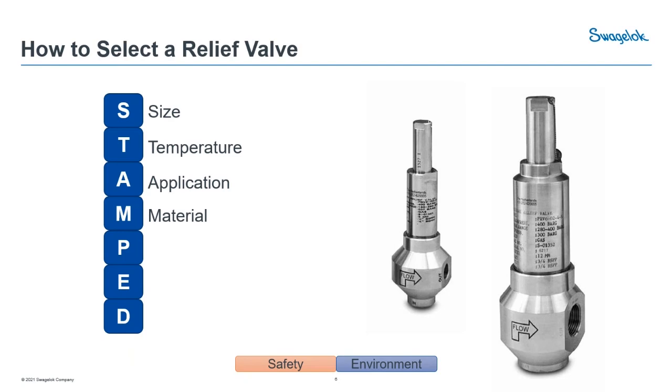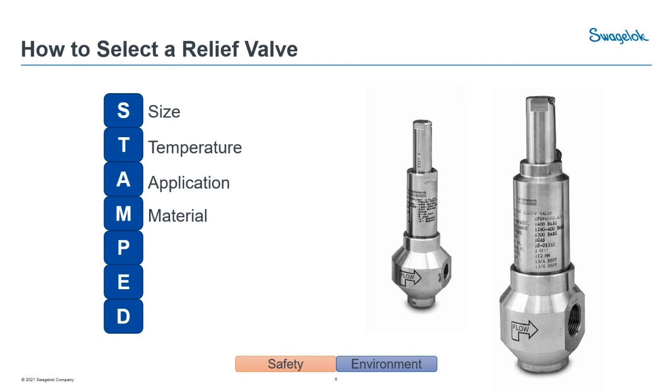M is for material. Media compatibility with the wetted components of the valve is vital to avoid any premature corrosion or loss of seal containment. And when I use the term wetted components, that simply means the components that are in direct contact with your system fluid. In a Swagelok catalog, when you look at the parts breakdown, all the wetted components will be listed in italics, just for a little bit easier selection there.